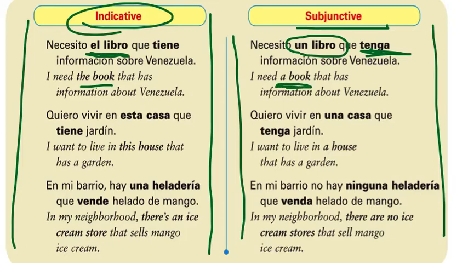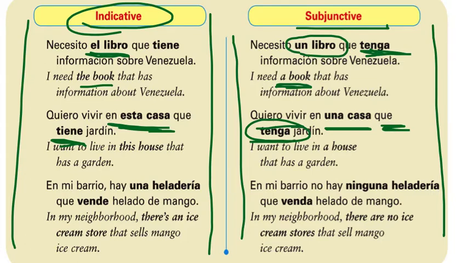Let's go down to the next one. Quiero vivir en esta casa que tiene jardín. Esta casa, probably right in front of you. This house, you're looking at it, you see it, it exists. Indicative. As opposed to, quiero vivir en una casa que, once again, we're using that conjunction que, tenga jardín. We don't know if that house exists. It's indefinite. So the subjunctive tenga is used.